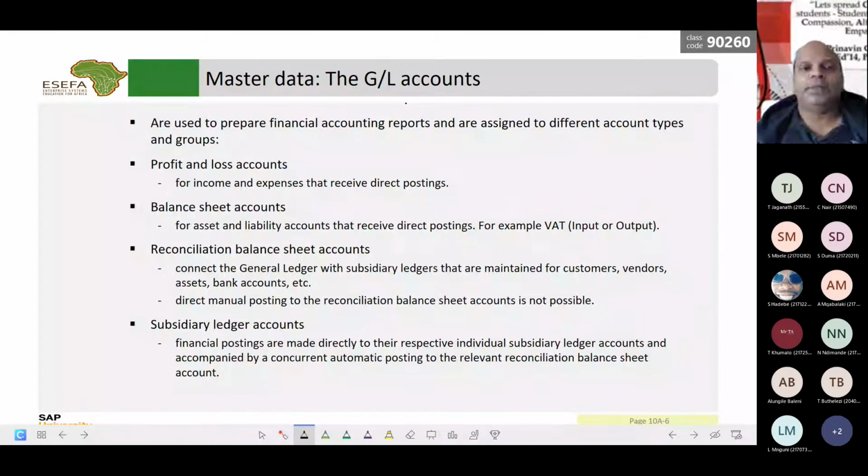The profit and loss accounts. This is used for income and expenses that receive direct postings. I don't have to explain to you guys, you all are postgraduate students, in terms of what all these concepts mean. There's this balance sheet account for assets and liability accounts that receive direct postings. For example, value-added tax.